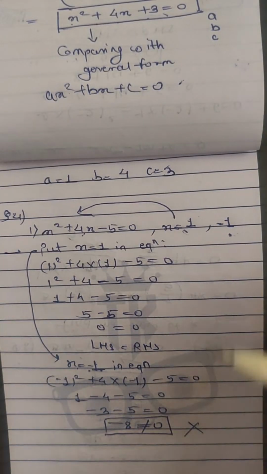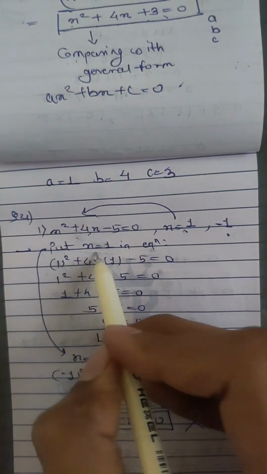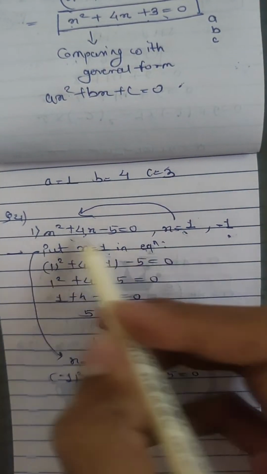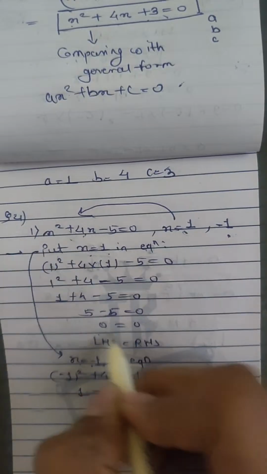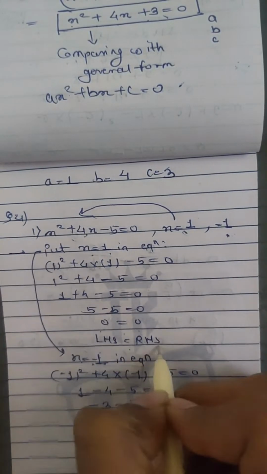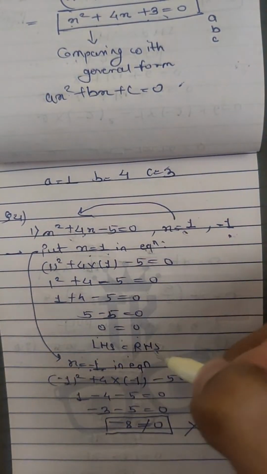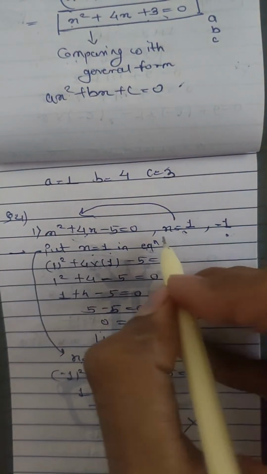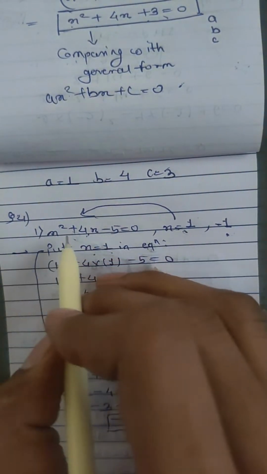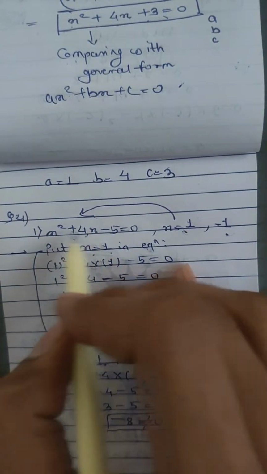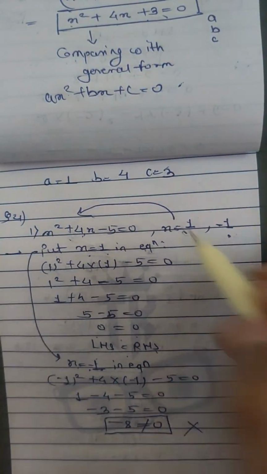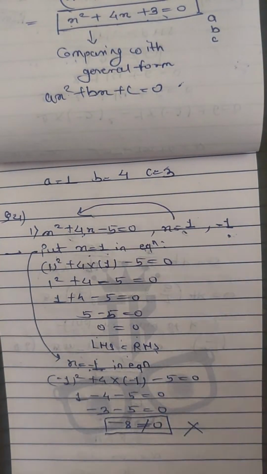So to check that, we have to simply put x is equal to 1 in the given equation. After putting and solving, we get that 0 is equal to 0, that is LHS is equal to RHS. So we satisfy that x is equal to 1 is a particular solution or the root of this given quadratic equation x square plus 4x minus 5 equals 0.